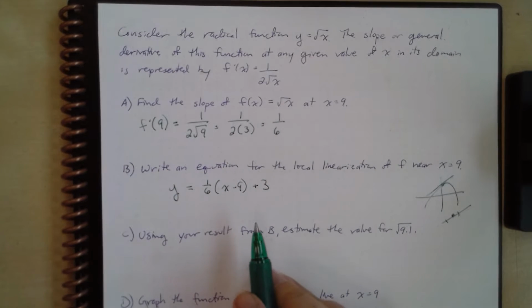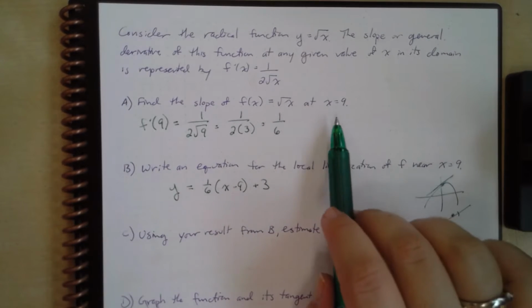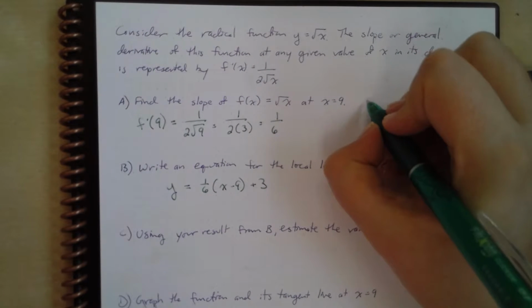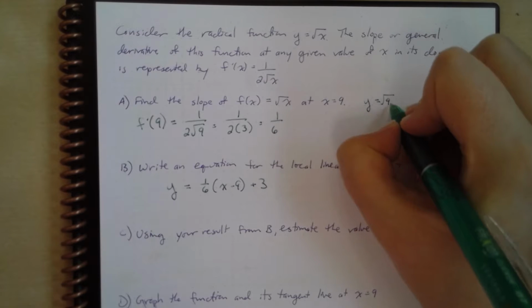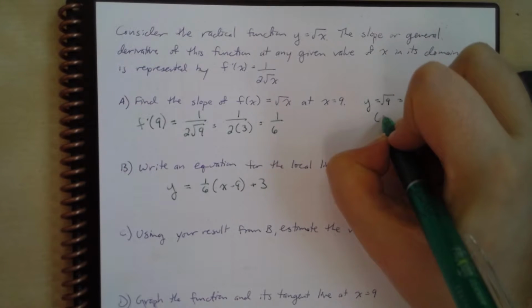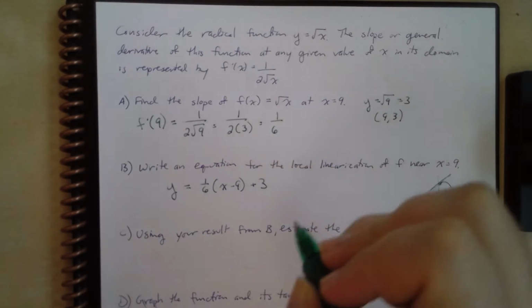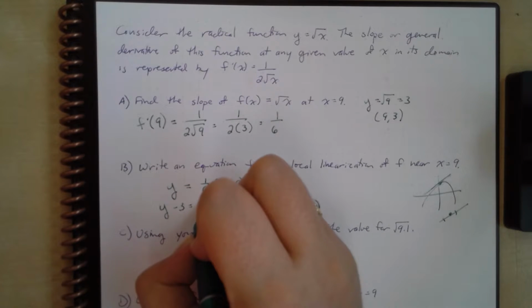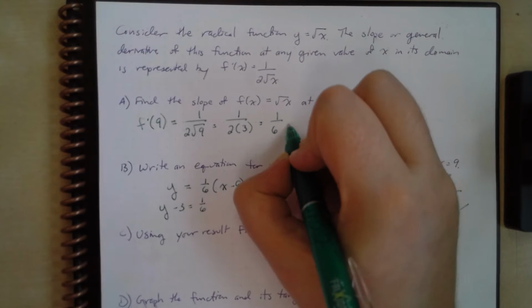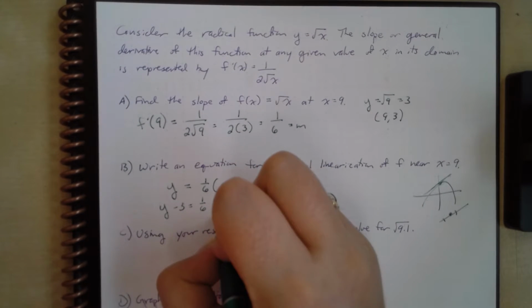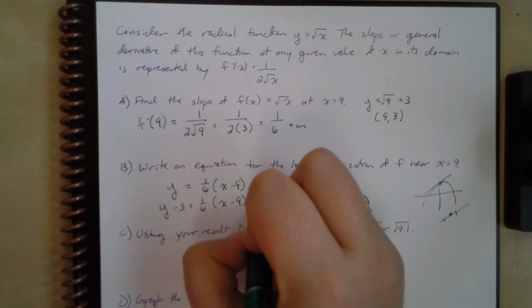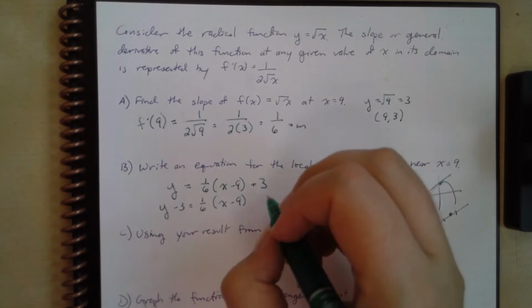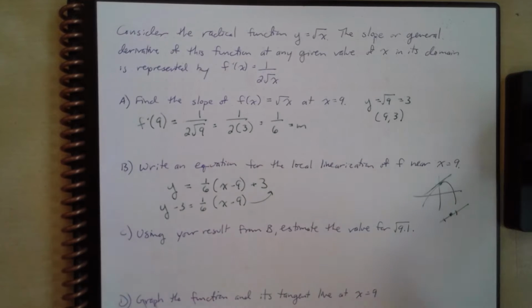Now, how did we get that? Well, in order to get that, first, we had to find what our point was. So we had x is 9. So when x is 9, y is equal to the square root of 9, which equals 3. So the point we're using here is (9, 3), right? And in order to get this, we're going to have y minus 3 equals 1/6, that's our m, times x minus 9. You can see, though, that I add 3 over here to get this, right?